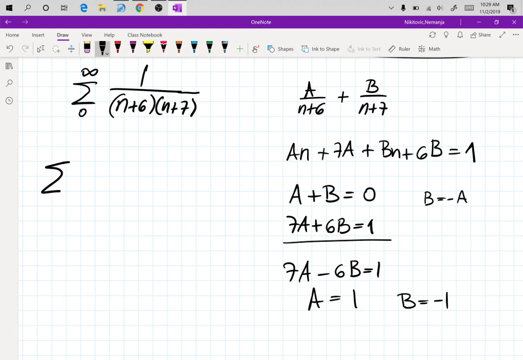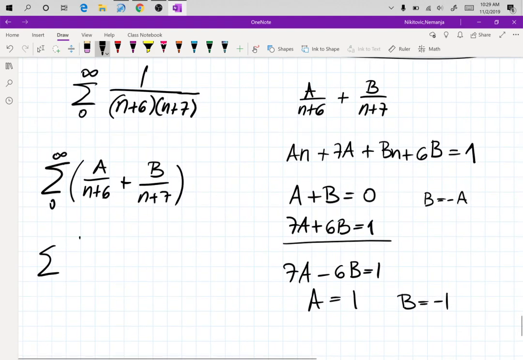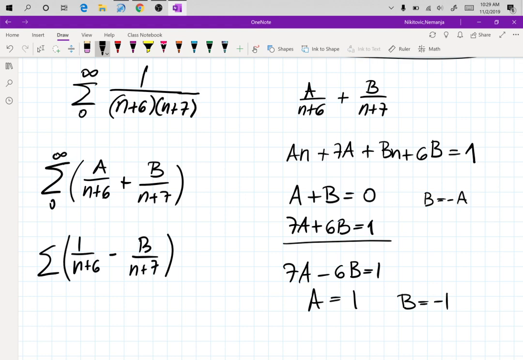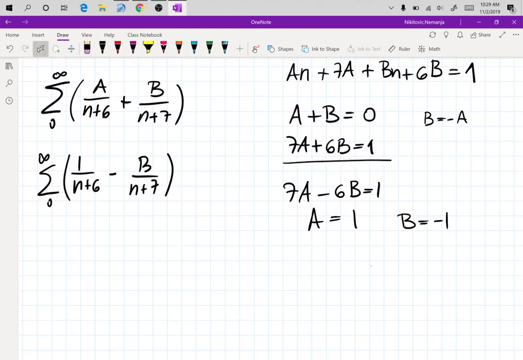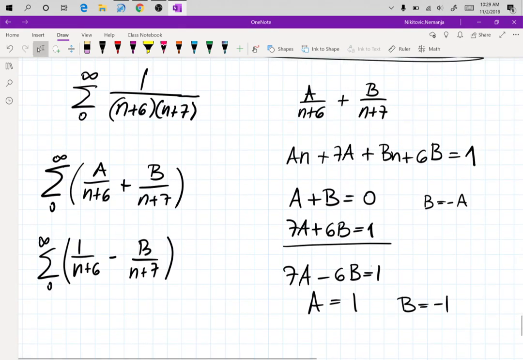So the summation was a over n plus 6 minus b, plus b over n plus 7. And when we plug this in, it becomes 1 over n plus 6 minus 1 over n plus 7. And that's it. So now we can do partial fractions.